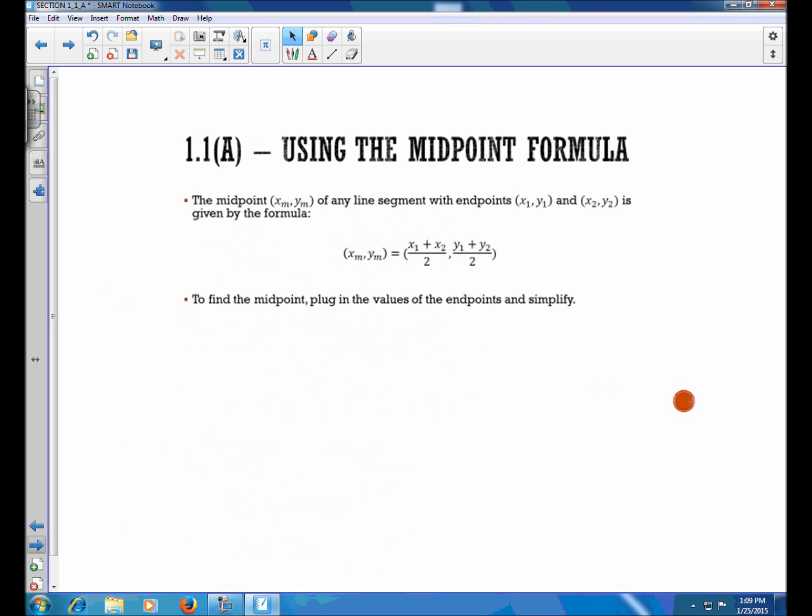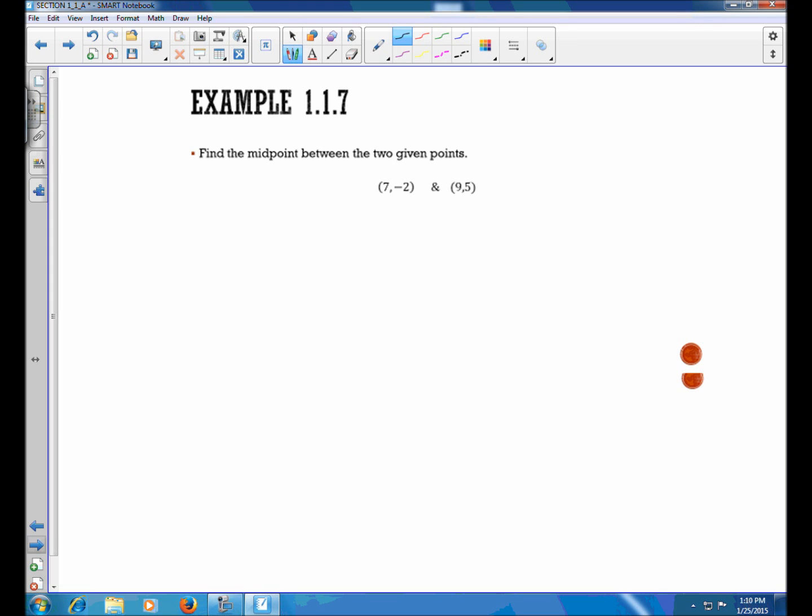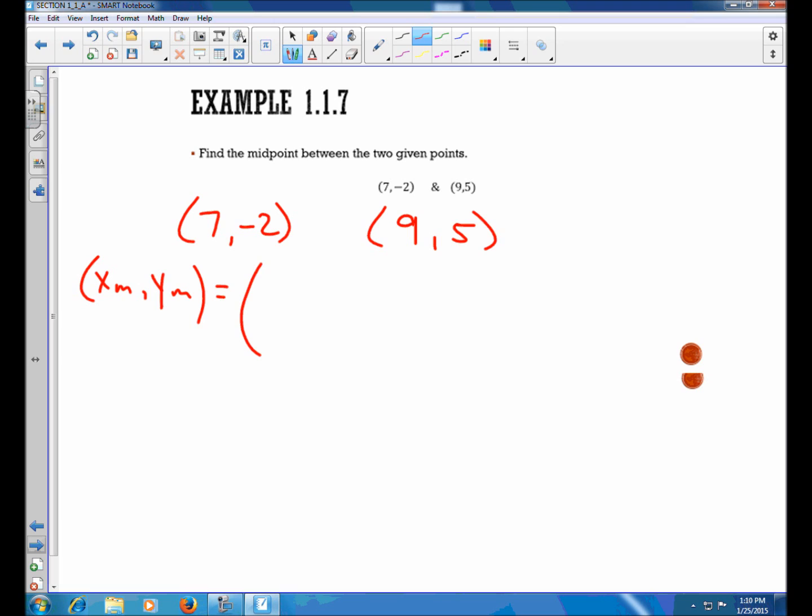Similarly, if we want to find the midpoint between two points, then we can use this formula given here. To find the midpoint, just plug in the values and simplify. So we want to find the midpoint between 7 and negative 2 and 9 and 5. Our midpoint formula, x1 plus x2 divided by 2 will give you the x coordinate. y1 plus y2 divided by 2 will give you the y coordinate.